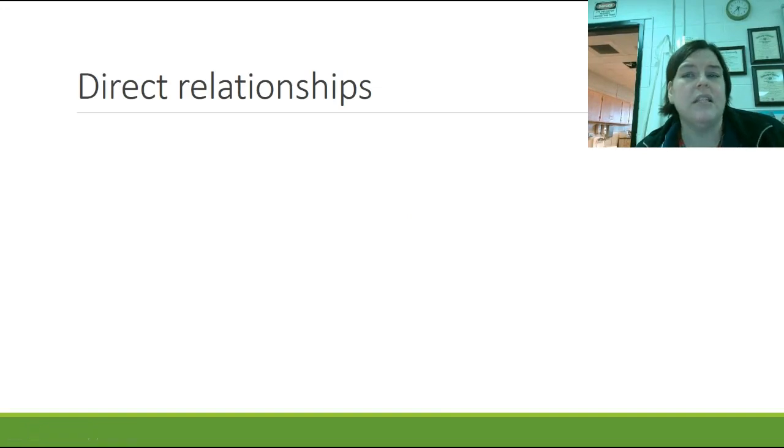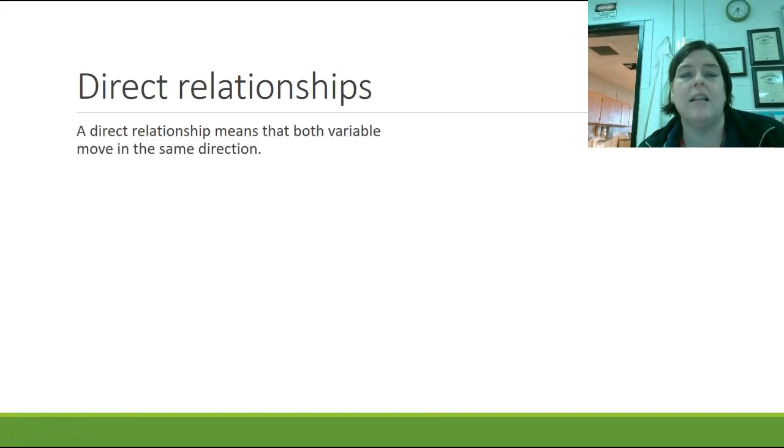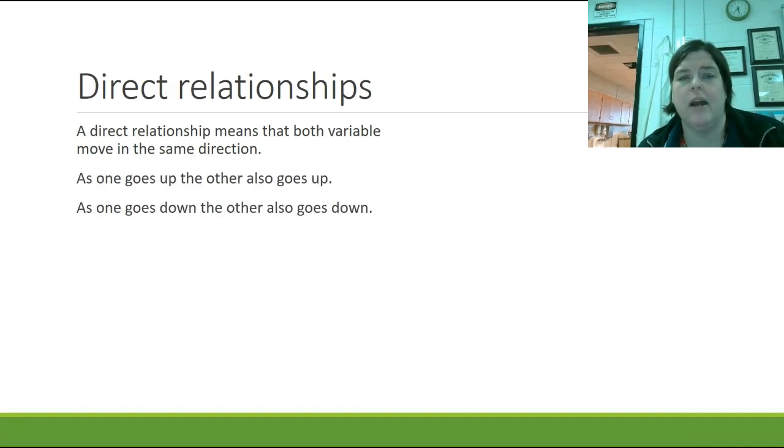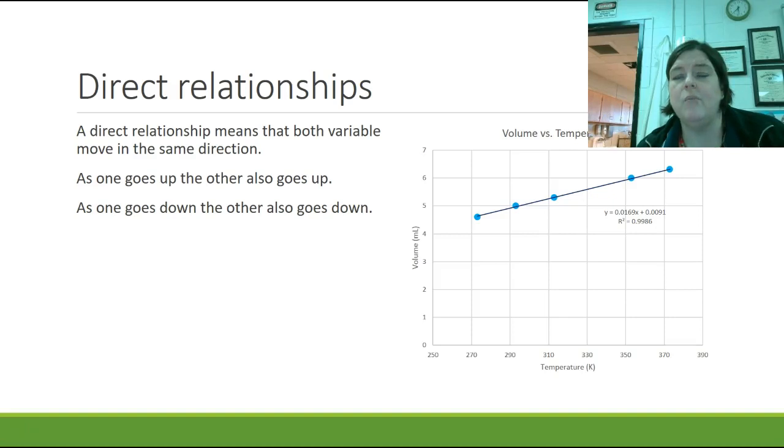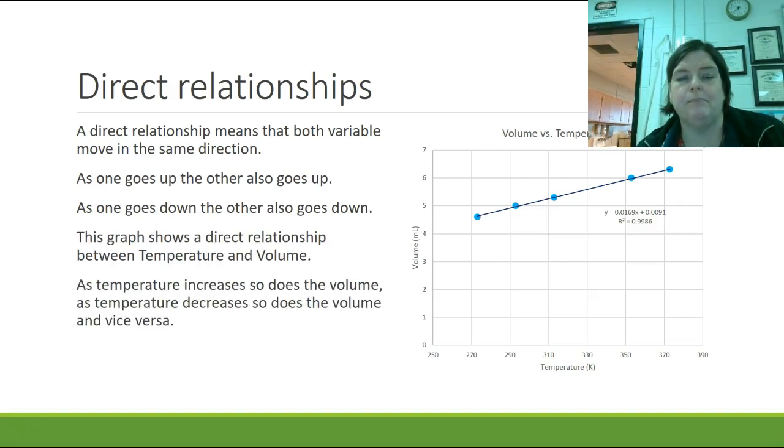Okay, so direct versus indirect relationships. Direct relationships means that both variables move in the same direction. So when one goes up, the other one's going up. When one goes down, the other one goes down. They always move in the same direction all the time. Okay? So in this, we have a direct relationship. As volume increases, so does temperature. As temperature increases, so does volume. This is what we call a direct relationship. So as one goes up, so does the other. As one goes down, so does the other. That's a direct relationship. So we can see that.